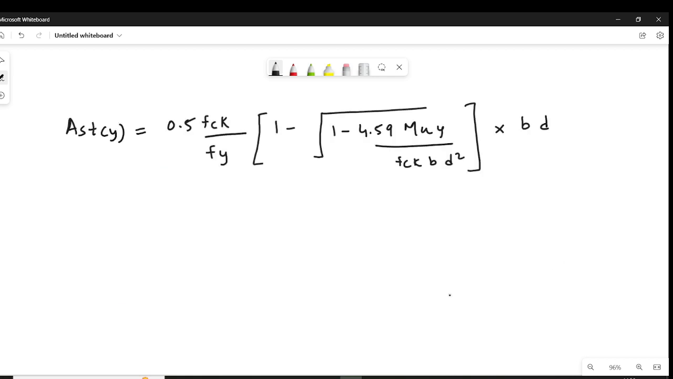So this is how we can determine the reinforcement in the y direction. Is everything clear to you? FCK you know, FY you know. We have already calculated the moment in the y direction. B we know. D is different here. We have already calculated D, but that D is in the x direction. What D we have to determine is the effective depth in the y direction.